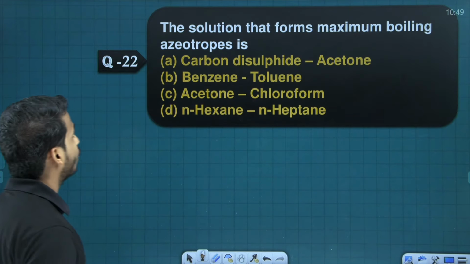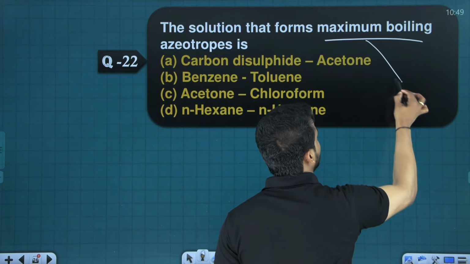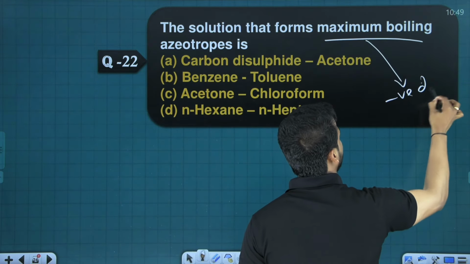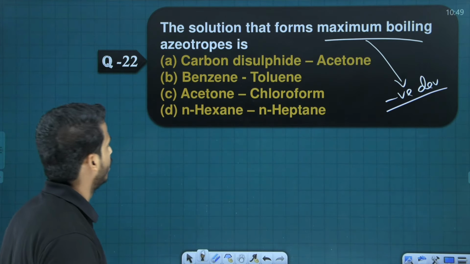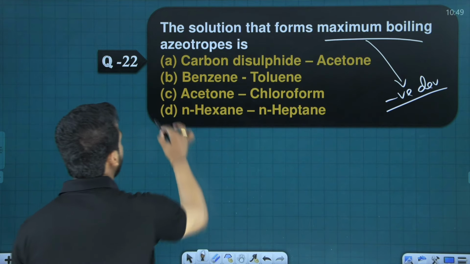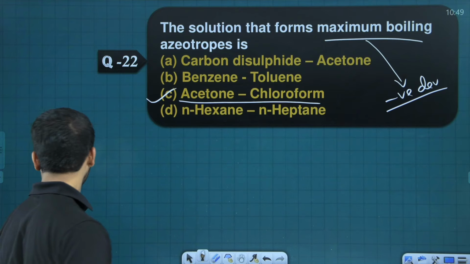The solution that forms a maximum boiling azeotrope. Maximum boiling azeotropes are formed by negative deviation. Which is a negative deviation? Can you identify? Chloroform and acetone is negative deviation, right?